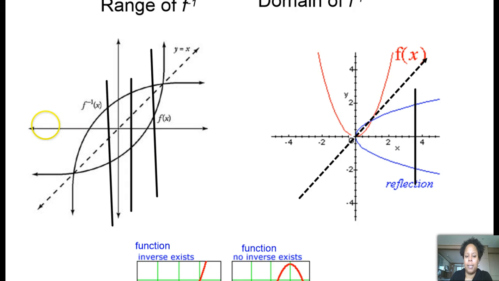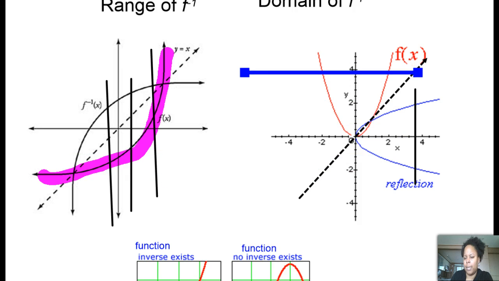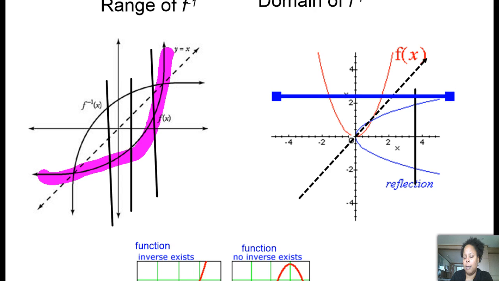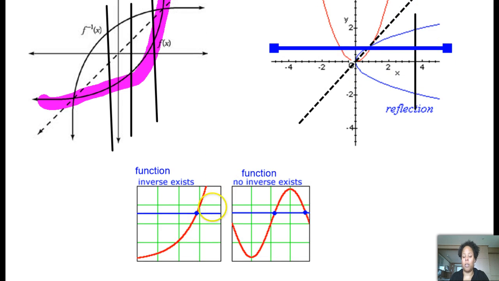So if we take a look at this function, here's my f of x, and I'm testing it with the horizontal line test. As you can see, each horizontal line that I draw will only intersect the graph of f of x once. But if I do the horizontal line test over here, the horizontal lines are being intersected by the function in two spots. So that's why the horizontal line test tells us whether or not a function has an inverse that is a function. All right, that's it.